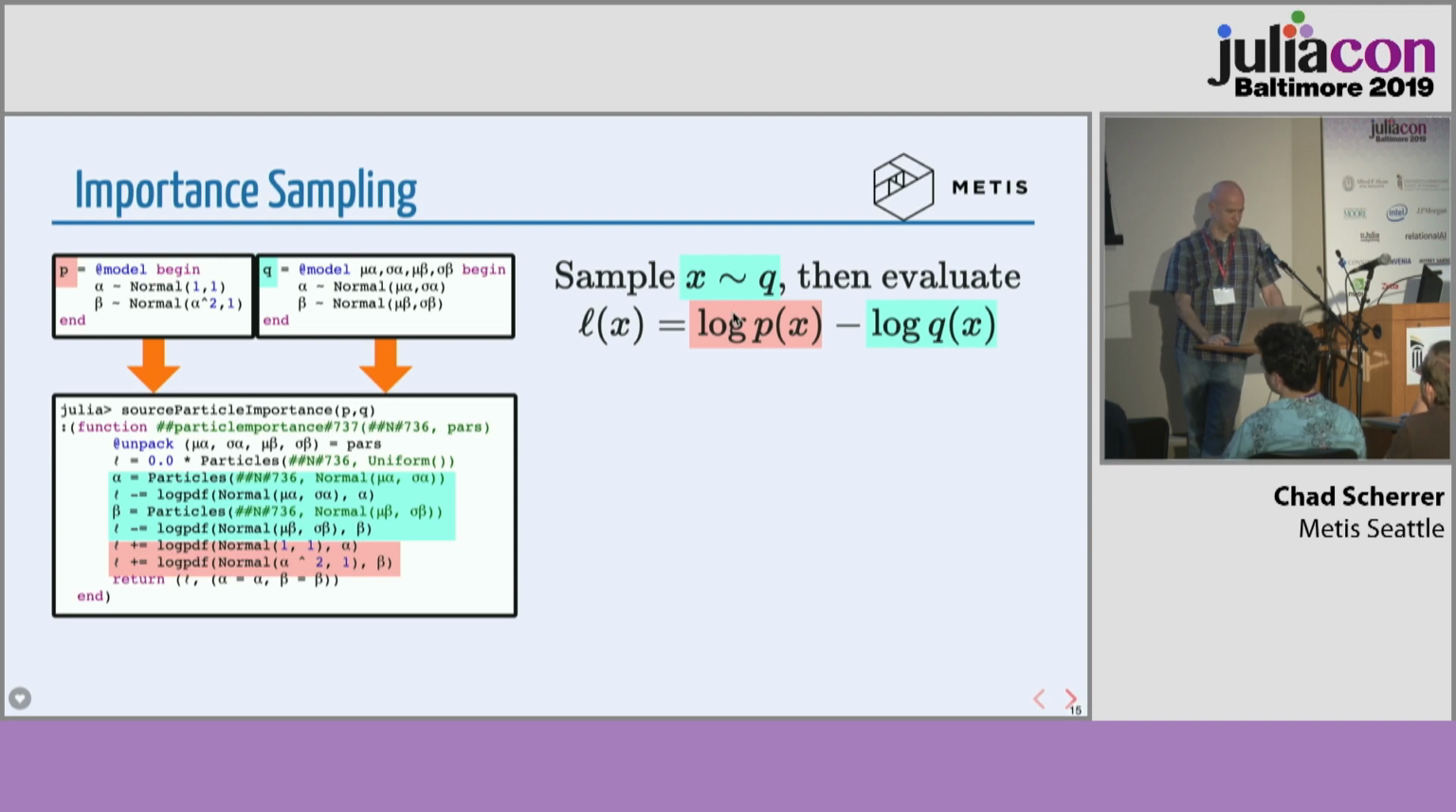So we can look at the sample particle importance that uses this particles approach I mentioned earlier. The blue box in this code corresponds to both sampling from the Q distribution and subtracting out its log density. And then the pink, salmon-colored code just adds back in the P component.